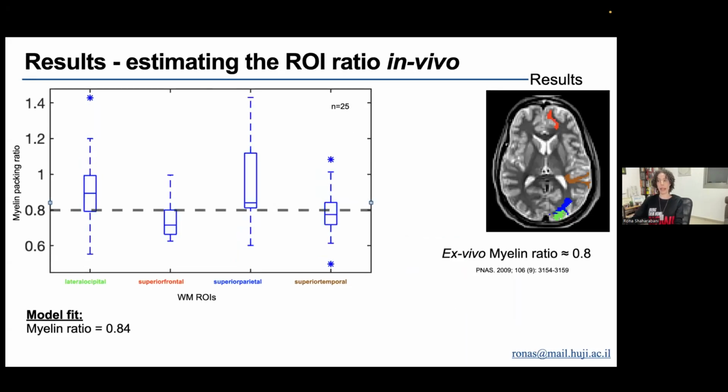And what about the myelin packing ratio parameter? So for our model, the fit of the new myelin packing ratio parameter in different white matter regions is about 0.84, and this value is in agreement with postmortem studies that estimate the ratio to be on average 0.8.